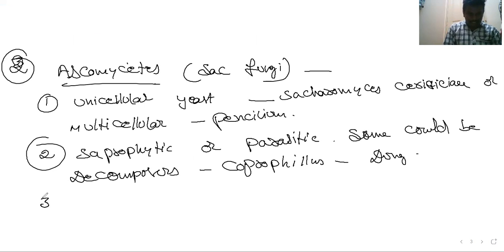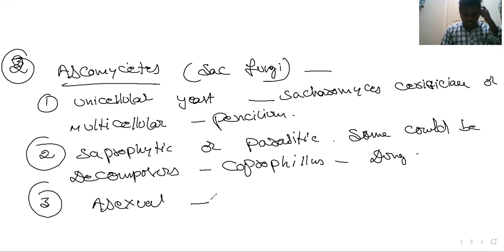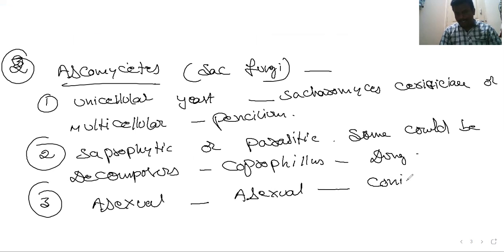Generally here, asexual reproduction is by producing asexual spores. Those asexual spores are called conidia. Those are produced exogenously, outside of the fruiting body.